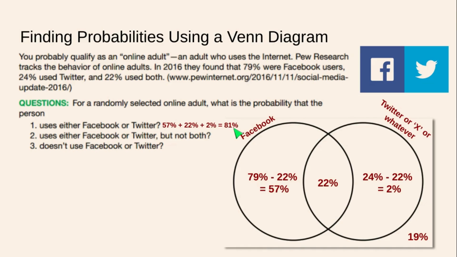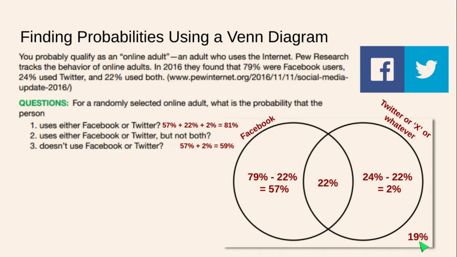Now let's look at number 2. Uses either Facebook or Twitter, but not both. That's going to be 57% plus 2% equals 59%. I use this partial circle over here, this very tiny partial circle over here, and I don't want to include the overlap because I don't want to use both. And I certainly want to use something, so the 19% is right out as well.